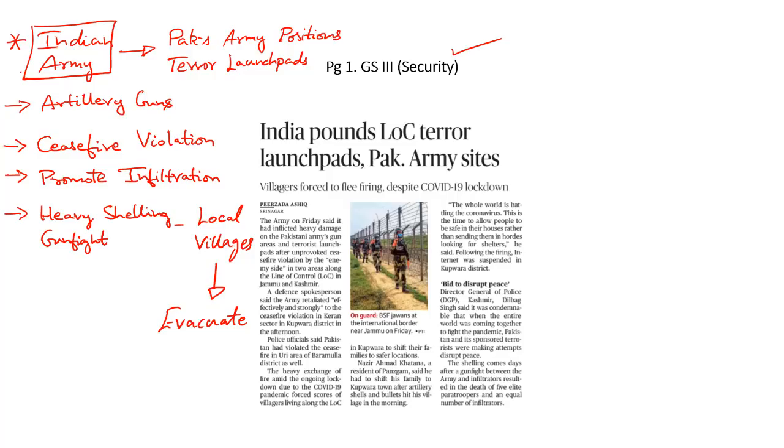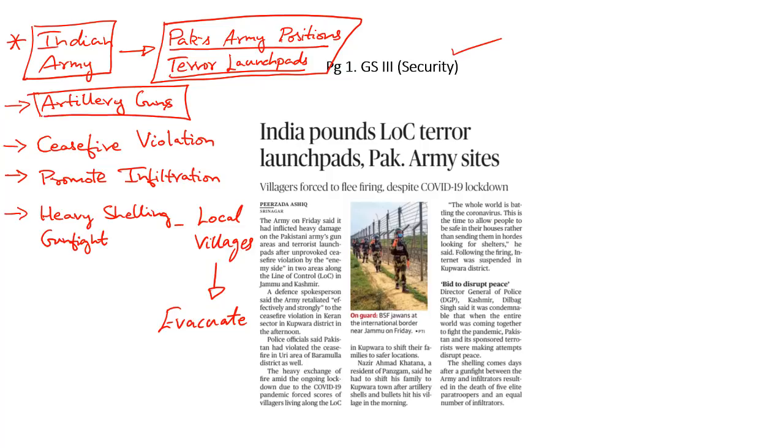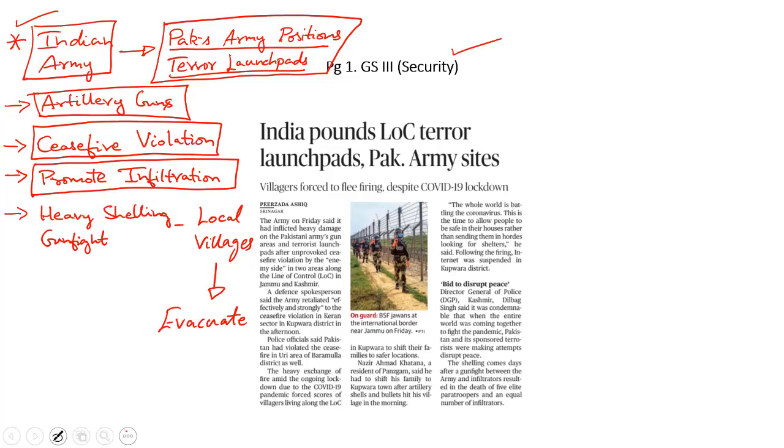The Indian Army has launched a massive attack against the gun positions of the Pakistani Army and the terror launchpads that are located across the border by using heavy weaponry such as artillery guns. India has said that this attack is a retaliation against Pakistan's repeated violation of the ceasefire in order to provide a cover to the terrorists who are trying to infiltrate across the border into India.